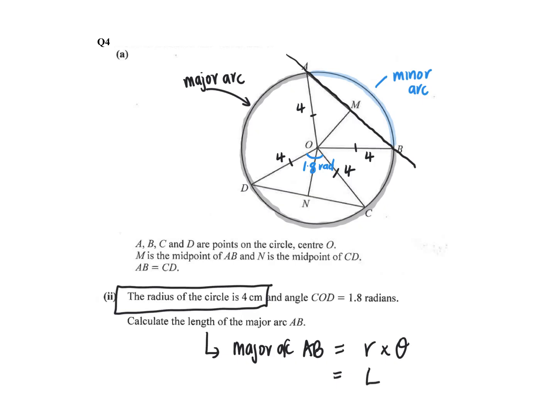So the radius is 4. What is the angle? 1.8. Oh wait, radian. I don't know the angle yet, right? I need the angle. I only know this piece. We don't have all the info. COD.